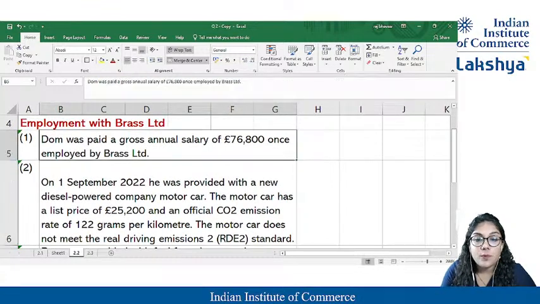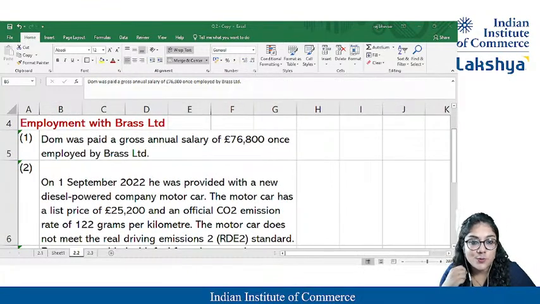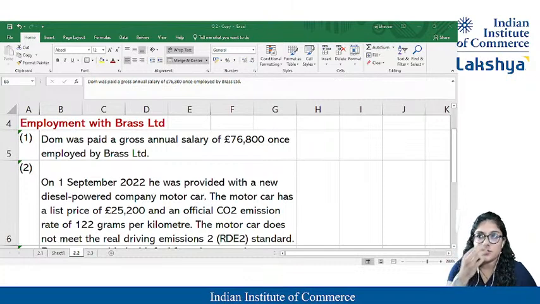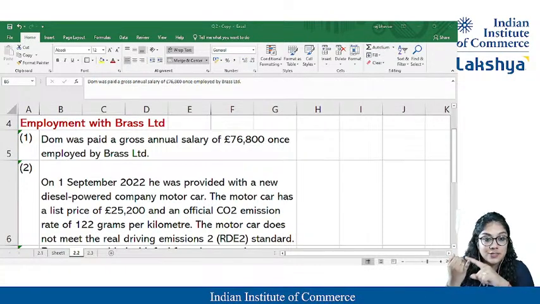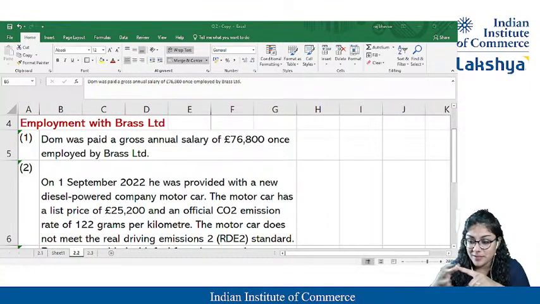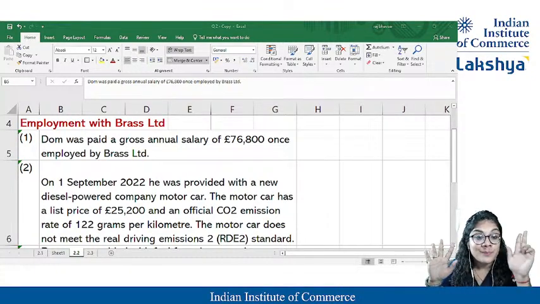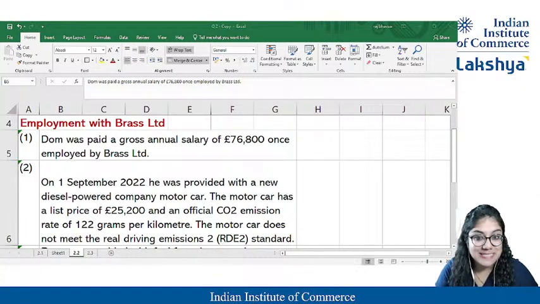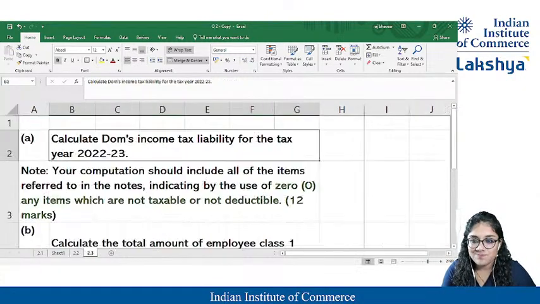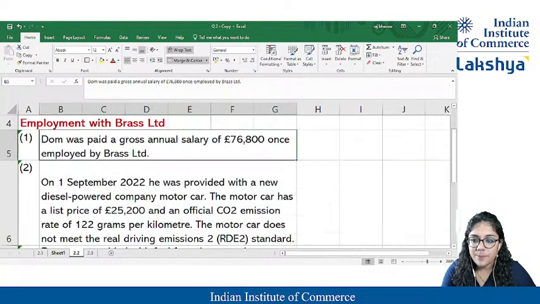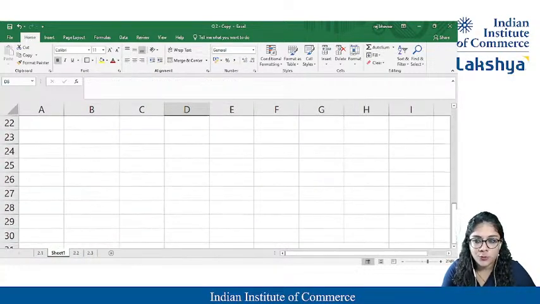Nothing is given about how many months he's going to stay, so it's assumed that he's going to stay from 1st August till March. So it may be August, September, October, November, December, January, February, March. So 8 months he's going to earn the salary for. Cool, that's cool. So yeah, we can write the working note under the sheet only.